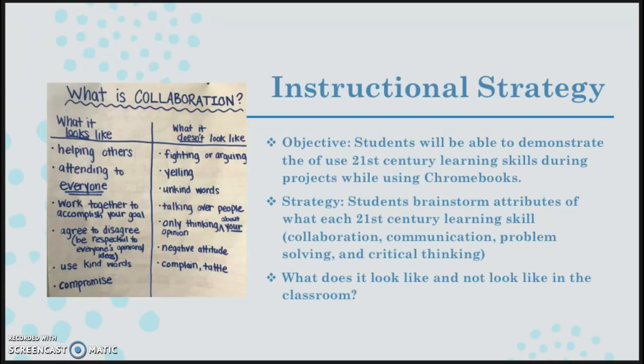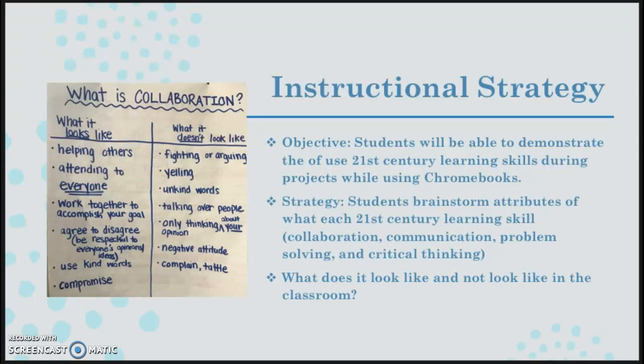One of the instructional strategies that I used in my plan was to create a T-chart or anchor chart to be hung in the classroom. And these anchor charts relate to the 21st century learning skills that we are seeking to highlight throughout the unit. So students brainstorm with their peers attributes that relate to a certain skill, and then the teacher can create the anchor chart.